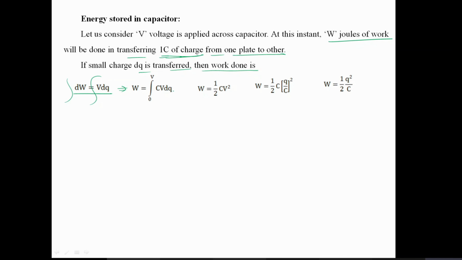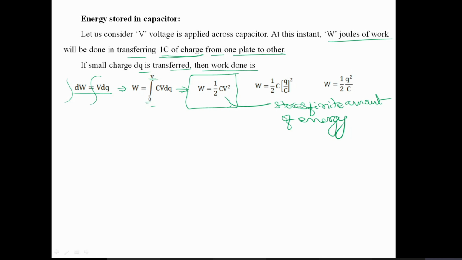All right. And from this, if you integrate with the finite limits like this, you will get W is equal to half CV square. Therefore, this is the formula for energy stored in a capacitor. So from this, what we can infer is that the capacitor stores a finite amount of energy.